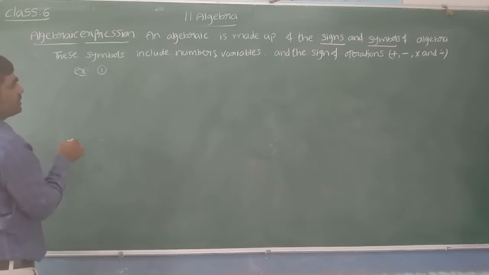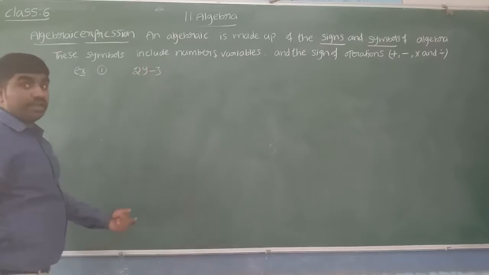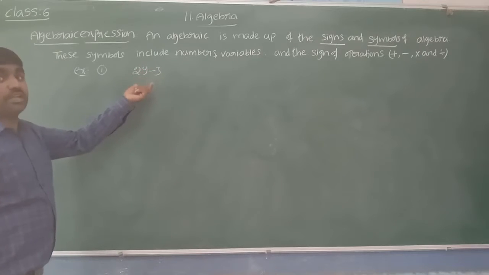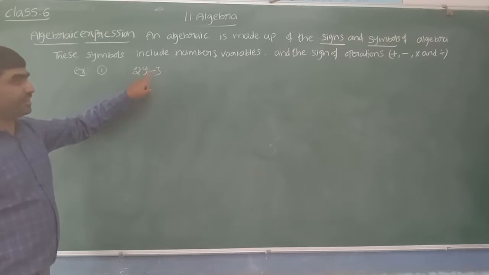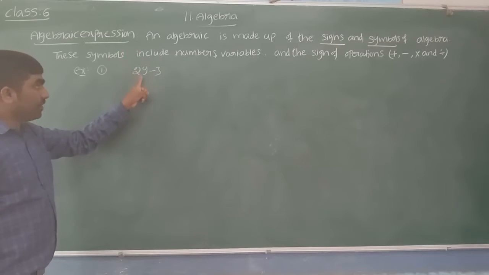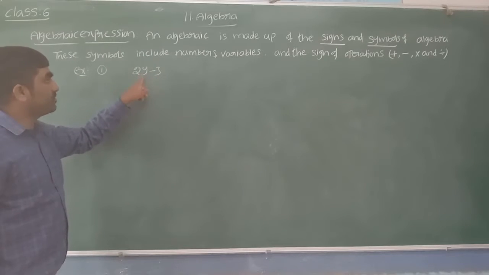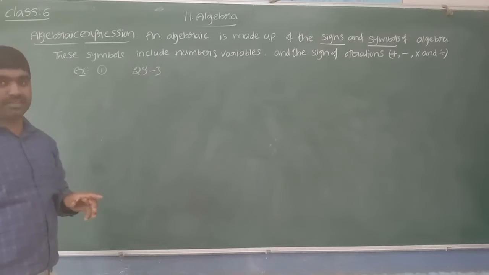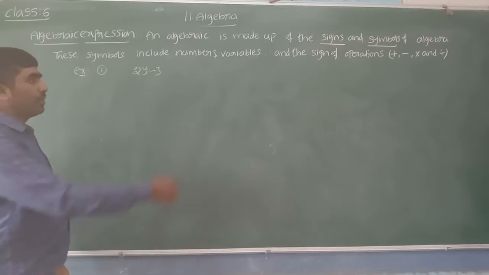Let me write one algebraic expression. I am taking here 2y minus 3. It is a collection of constants and variables. Here we can see the numbers 2, 3, and also the alphabet y, and also the operation sign minus. This algebraic expression is made up of numbers, variables and operations.